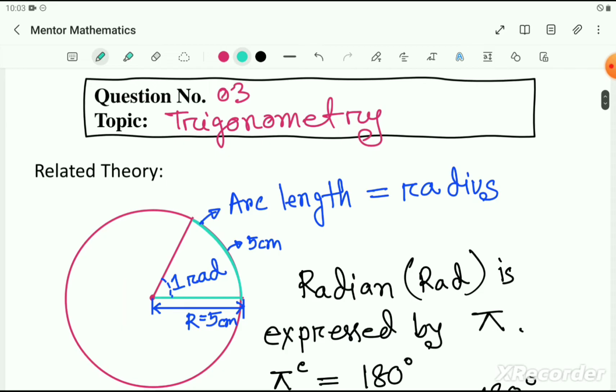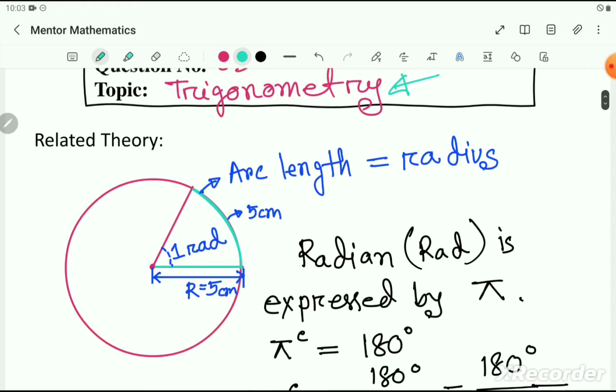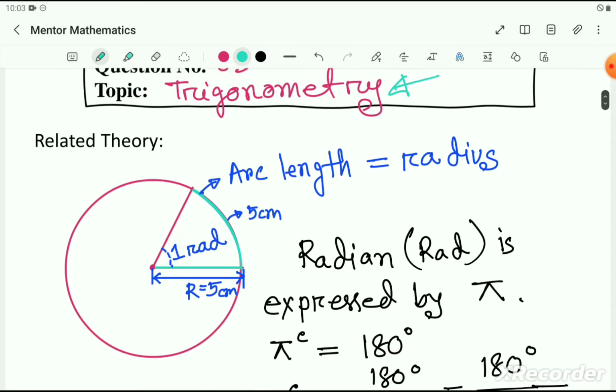This problem comes from the trigonometry chapter. You can go directly there and you will find the related theory. So what is actually a radian? To understand the radian, first of all you have to understand arc. So what is an arc? If you consider 2 points, for example this point A and this one point B, the distance in between these 2 points is actually called an arc. This arc makes an angle at the center.